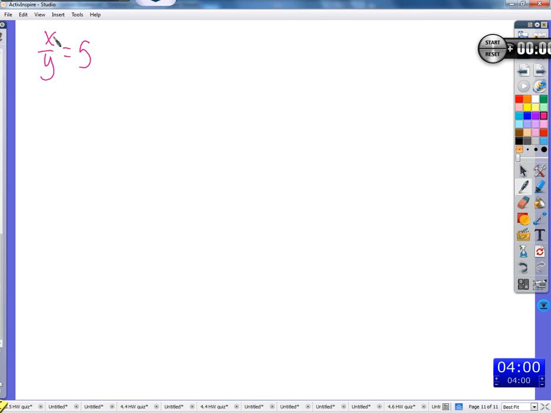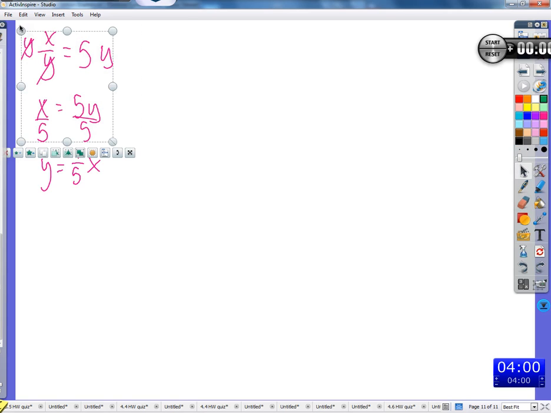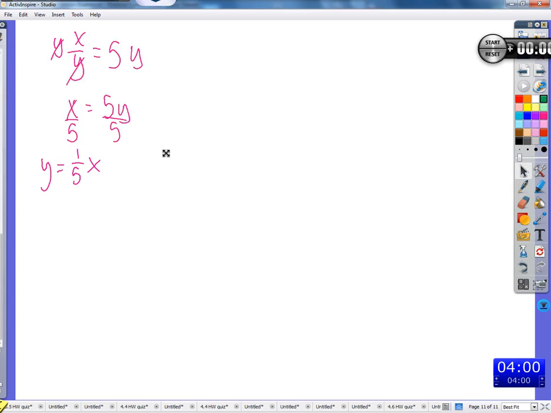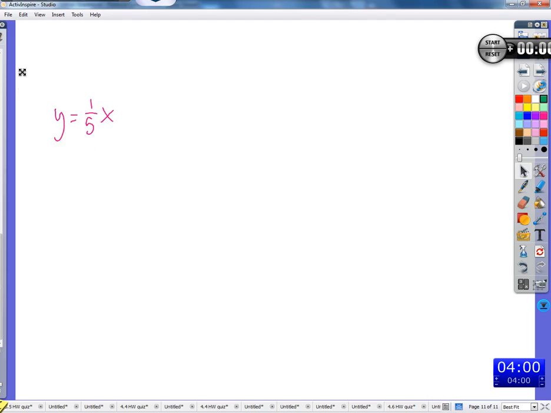To turn this into more of a regular looking function, we'll get y by itself. So I'm going to multiply both sides by y. That cancels out that y over there. This leaves x on this side, 5y. Then we'll divide by 5. So y equals, let's say, 1/5 x. Then we'll get rid of all this. So now somebody give me another example of a function? Oh, x equals y? There's another function.